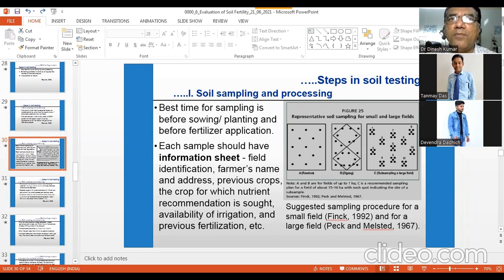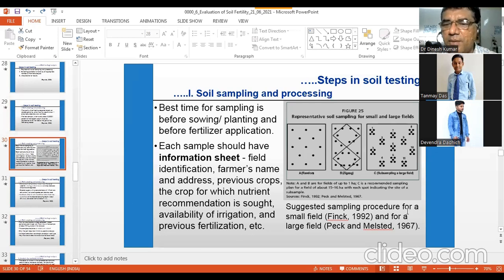Sampling should not be done in disturbed soil. Suppose you have harvested and plowed the soil, then sampling should not be taken. It should be taken when your soil is not plowed, immediately after harvest or before the plowing. Each sample should have an information sheet. You need to properly label the sample: the name of the farmer, name of the field, district, date of sampling, and several other pieces of information should be written on the sample.